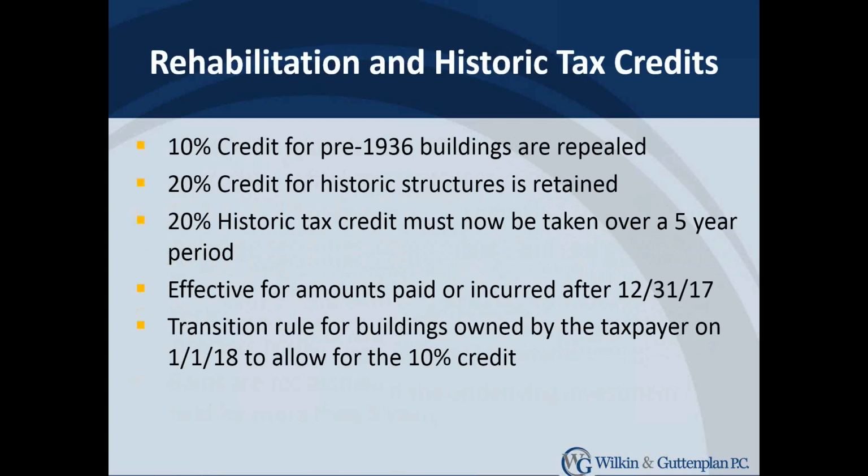And there is a transition rule for buildings that are owned by the taxpayer on January 1st, 2018. So if you've had this building before 2018, you can still take the 10% credit as long as you make the improvements or the qualified rehab expenses within the transition period, which is 18 months. So you have 18 months to start the work, and I think you have 2 years to complete it. So keep that in mind. Even though the law changed, if you have a pre-1936 building that you want that 10% credit on, you can still get it. You just have to move a little more quickly than perhaps you otherwise would have.